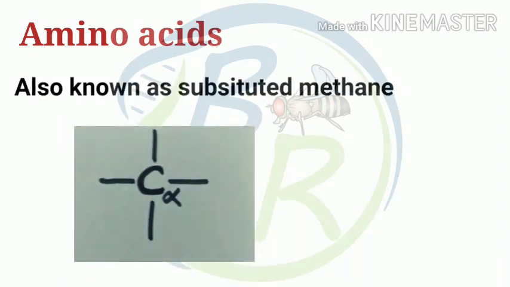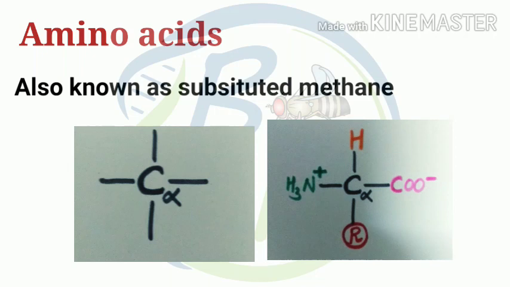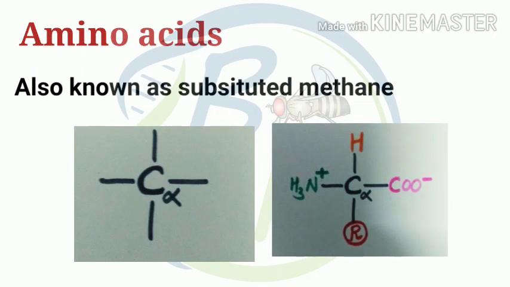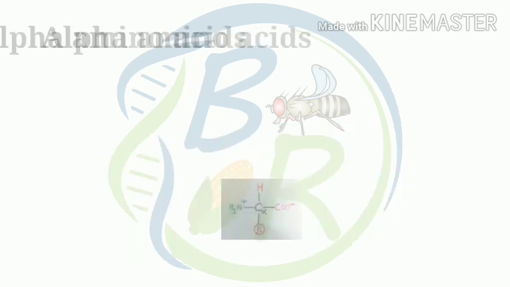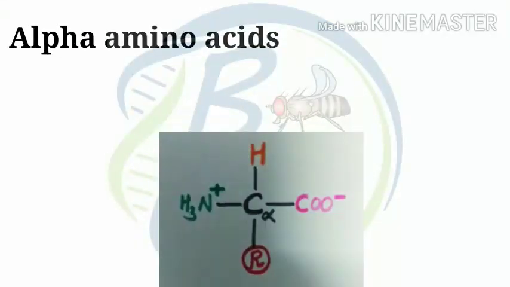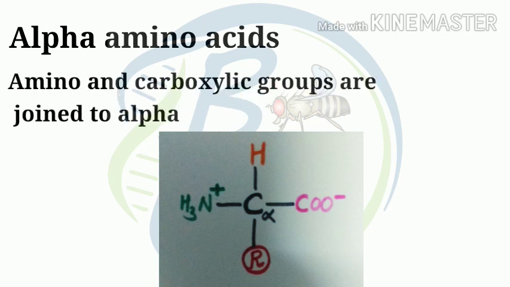Now, these amino acids are also known as substituted methane, and you can see from the figure that in methane, four hydrogen atoms are attached to a central carbon atom. Here, these are substituted by hydrogen, amino, carboxylic, and R groups. These amino acids are also known as alpha amino acids, because the amino and carboxylic groups are joined to a central carbon atom, that is the alpha carbon.